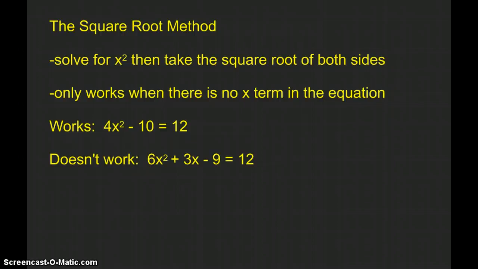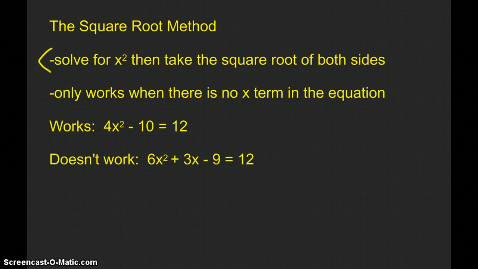In order to do the square root method, we have a couple of things we've got to be sure of. First of all, we can solve for x squared just like you would solve for x in any other equation. Once you get x squared by itself, you take the square root of both sides.